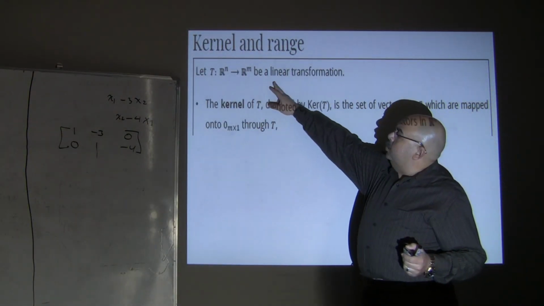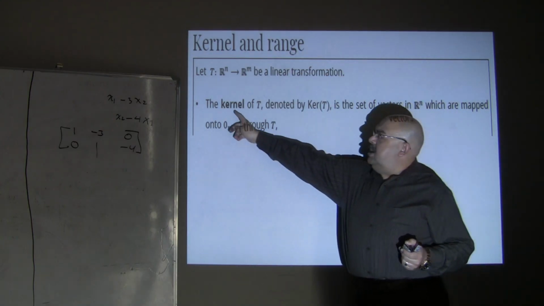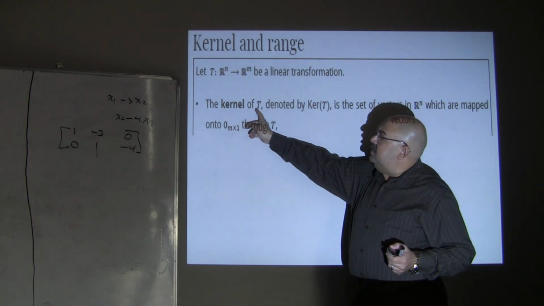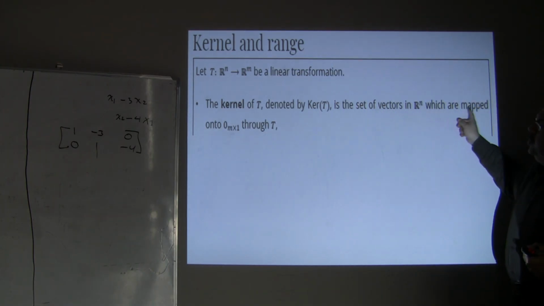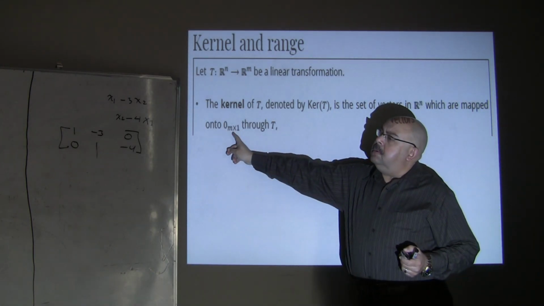Let Rn into Rn be a linear transform. What is the kernel of the transform? What's the kernel of T? Denoted by K(T), it is the set of vectors in Rn which are mapped into zero.